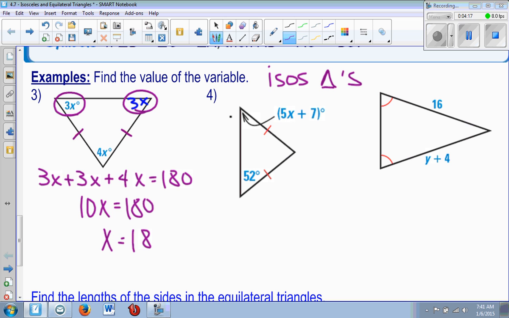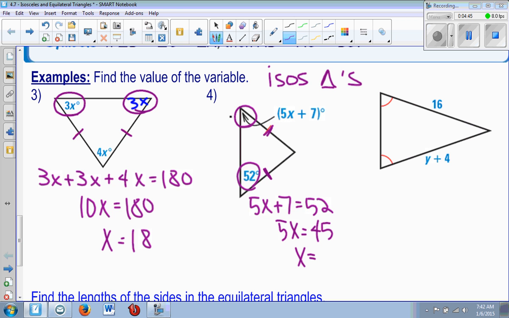In number 4, again, we have an isosceles triangle, two congruent sides. So we have to determine which two angles are the base angles. They would be along the base, the third side. So the two angles I circled are the congruent ones. Anytime we have congruent angles, all we have to do is take them and set them equal to each other. By solving this very simple equation, we would subtract 7 to get 45.